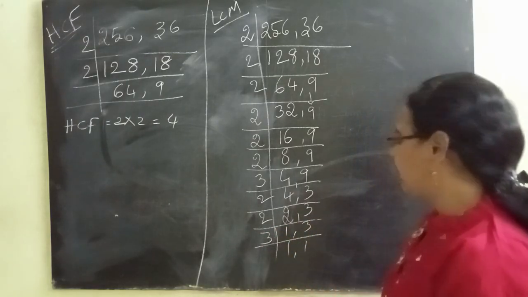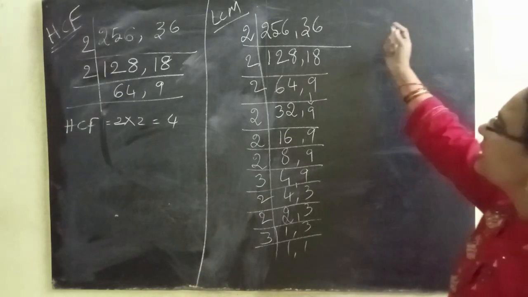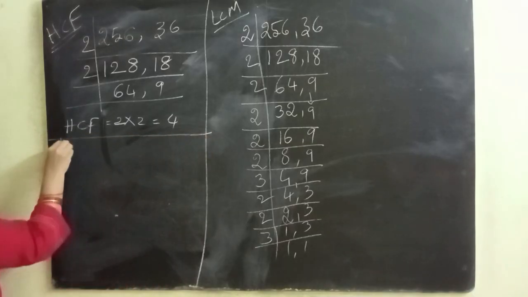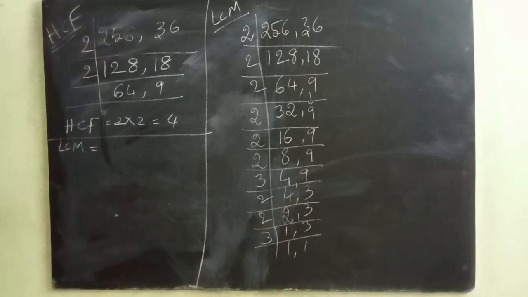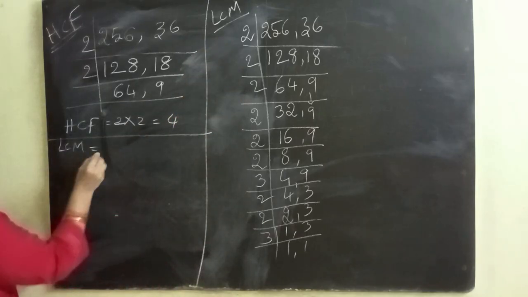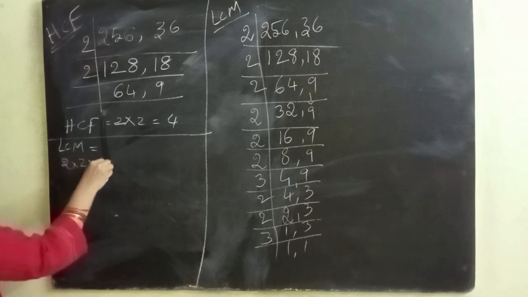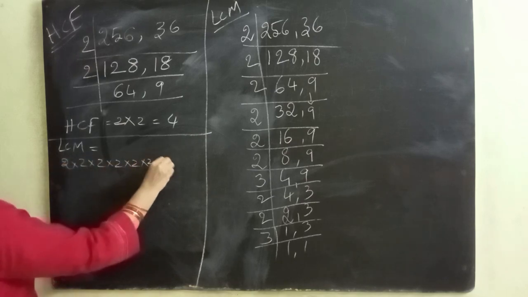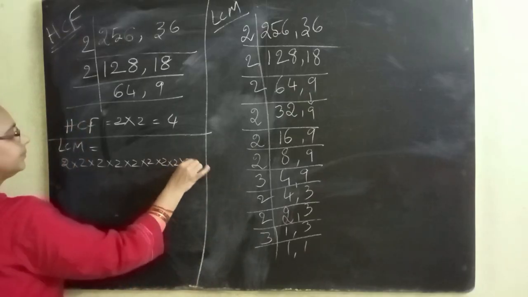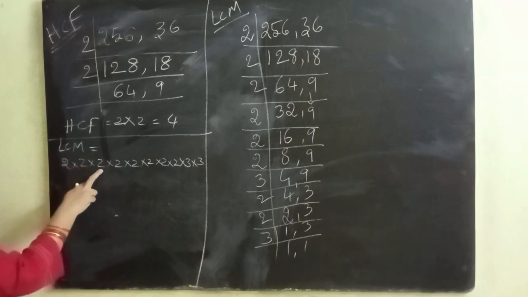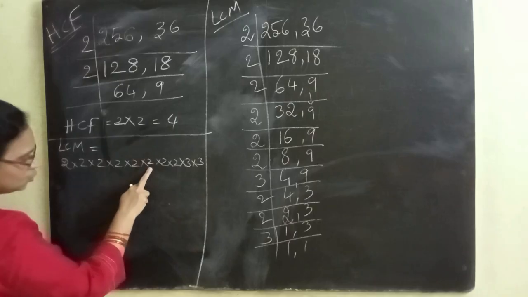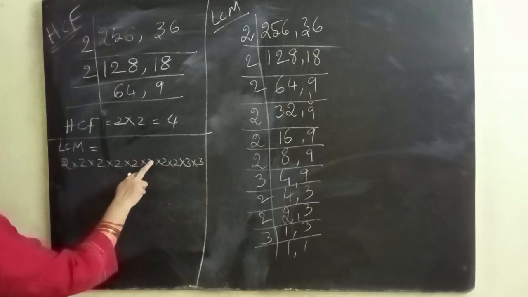3 table has 1 comma 1. Now the LCM is LCM. How many 2s we observed here? 1, 2, 3, 4, 5, 6, 7, 8. How many 3s? 1, 2. 2 2s are 4, 4 2s are 8, 8 2s are 16, 16 2s 32, 32 2s 64.